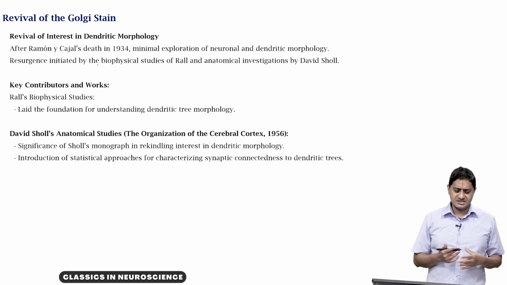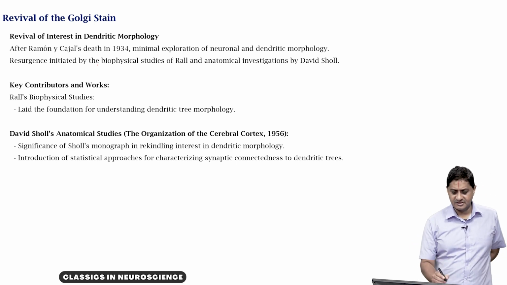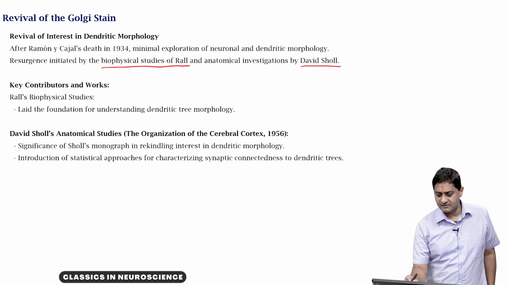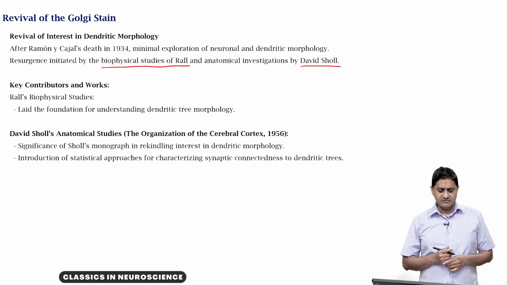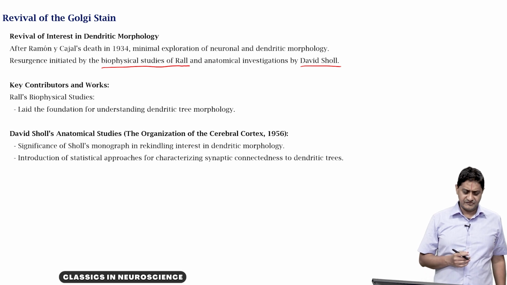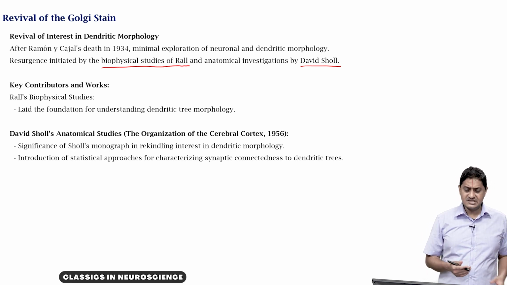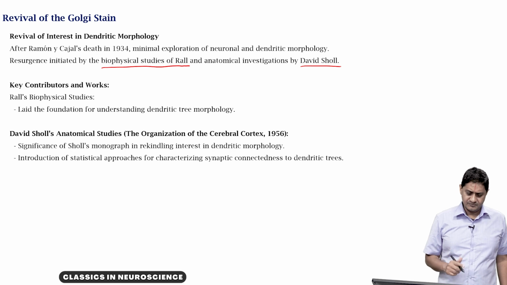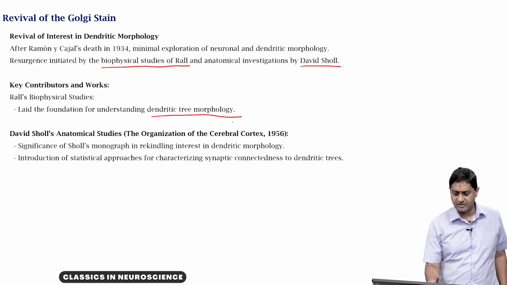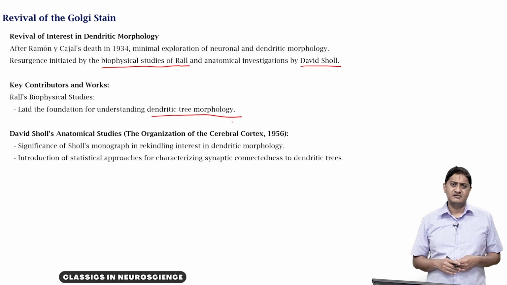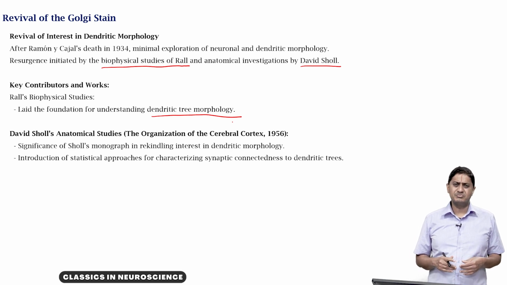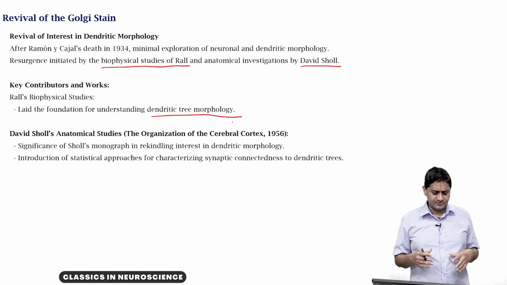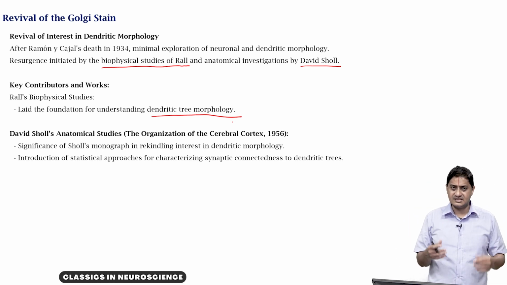There was a resurgence of this line of work after the biophysical studies that were initiated by Wilfrid Rall and some anatomical investigations performed by David Sholl. We saw the contributions of Wilfrid Rall in the previous set of videos. Essentially, his work laid the foundation for improving our understanding of the morphology of the dendritic tree, where he used very brilliant methods to reduce a very complicated dendritic tree into an equivalent cylinder. The details I am leaving for you to study on your own.